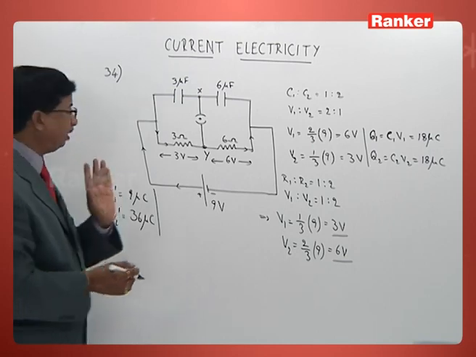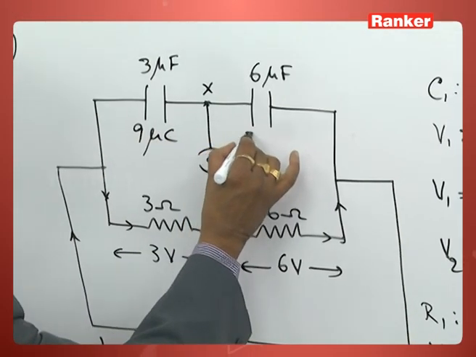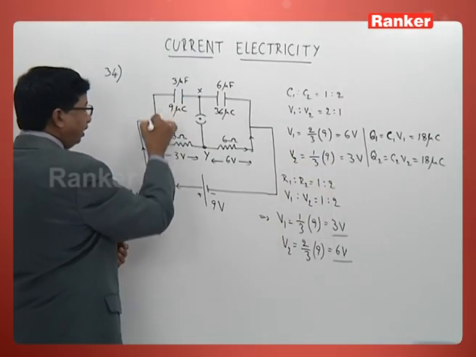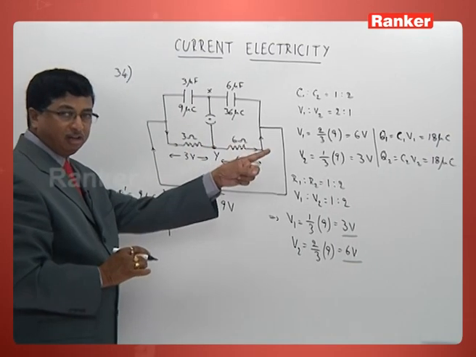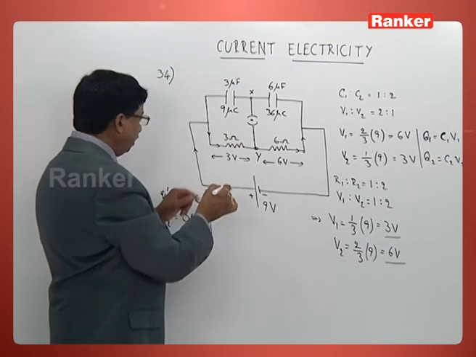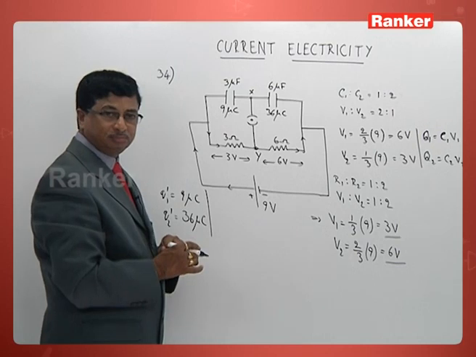Very simple. Look at, it is now becoming 9. This is now becoming 36. That means how much has already gone from this one? It was earlier 18. Now it is 9. So how much has gone over there? 9 microcoulomb has gone out of this one now.